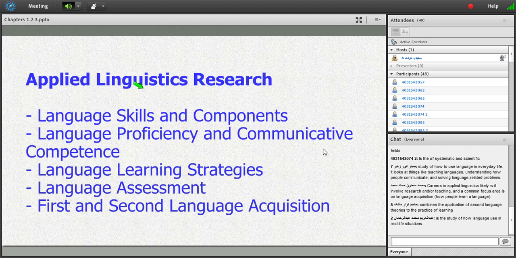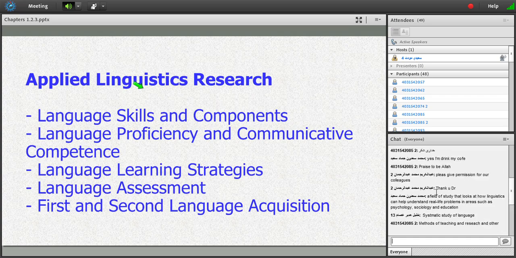Exactly. So it is related to doing research and applying language in everyday communication, in academic contexts, in occupational contexts, and the way language-related problems and issues can be handled. Exactly, good. So you have a good understanding of the concept of applied linguistics.